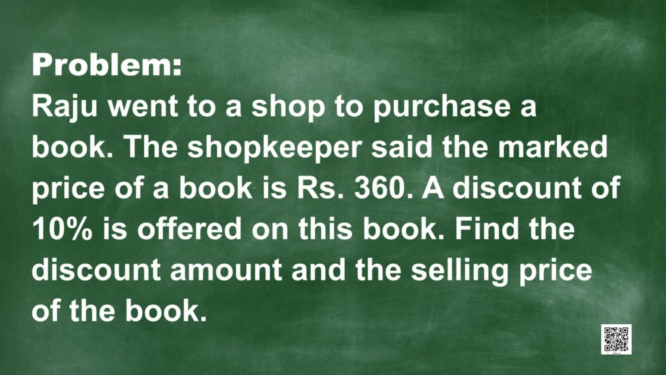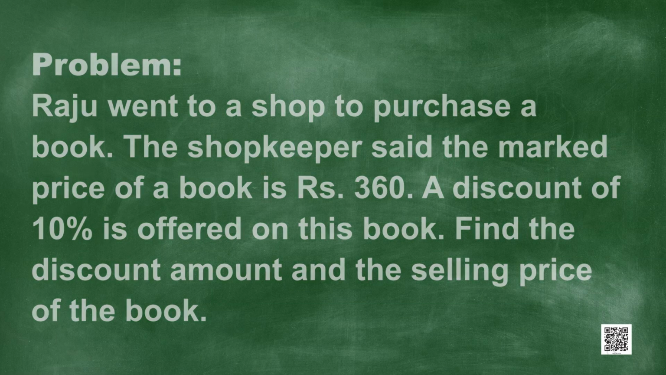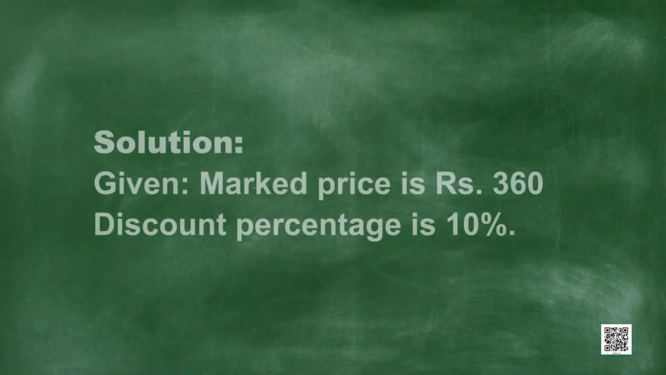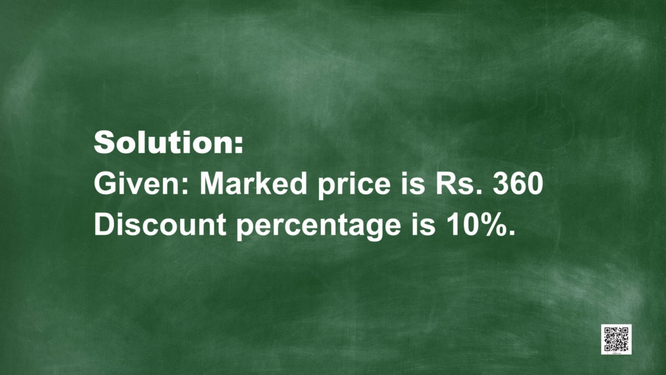Well students, now let us try to consider another problem. The problem says, Raju went to a shop to purchase a book. The shopkeeper said the market price of the book is rupees 360. A discount of 10% is offered on this book. Find the discount amount and the selling price of the book. Students, let us try to write down the given information. It is given that market price is rupees 360 and discount percentage is 10%.